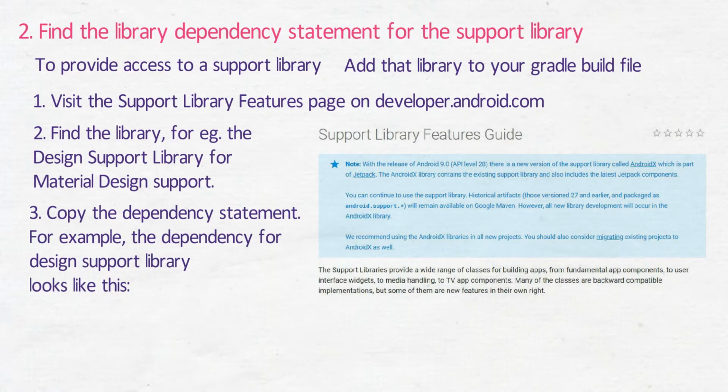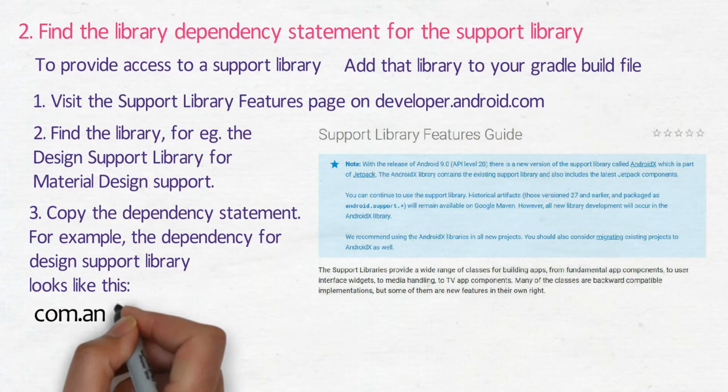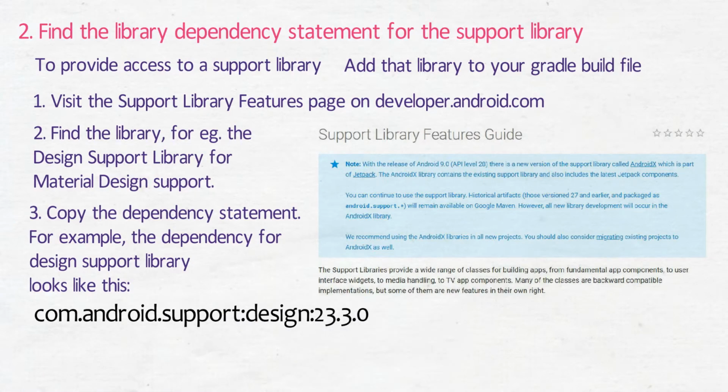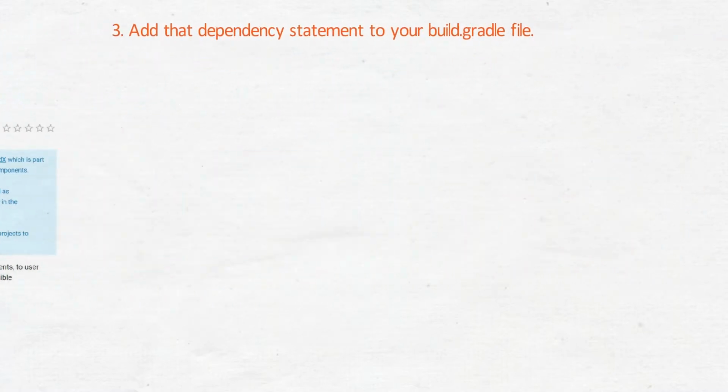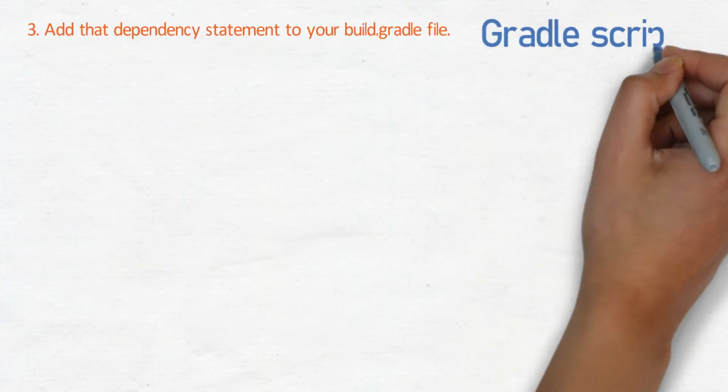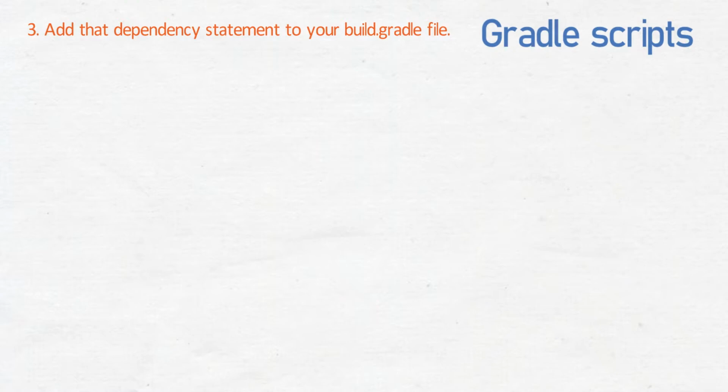For example, the dependency for the design support library looks like this. The version number at the end of the line may vary from the one shown above. You will update the version number when you add the dependency to the build.gradle file in the next step. The Gradle scripts for your project manage how your app is built, including specifying the dependencies your app has on other libraries. To add a support library to your project, modify your Gradle build files to include the dependencies to that library you found in the previous section.